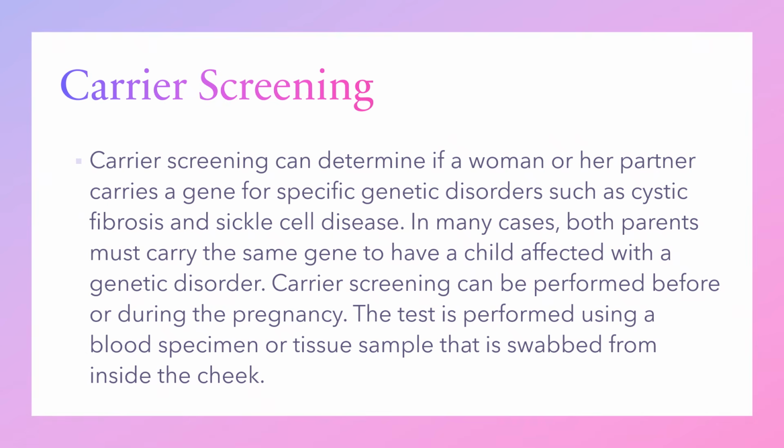We're going to go through each one of these, and the first one is carrier screening. This can determine if a woman or a partner carries a gene for specific genetic disorders like cystic fibrosis and sickle cell disease. In many cases, both parents must carry the same gene to have a child affected with a genetic disorder. Carrier screening can be performed before or during the pregnancy. The test is performed using a blood specimen or tissue sample that is swabbed from the inside of the cheek.